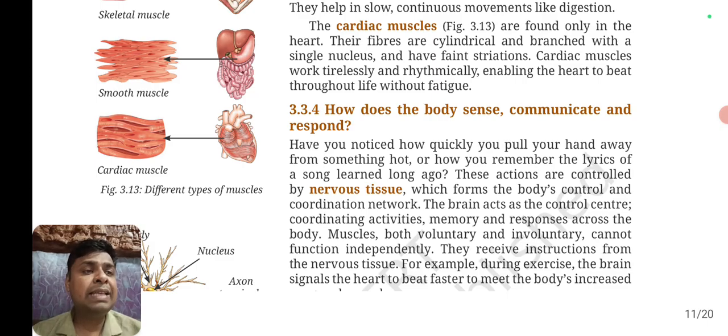So how does the body sense, communicate and respond? Have you understood the three types of muscles? Smooth muscles, then striated muscles and cardiac muscles. Remember this. So they have asked us, how does the body sense? We have sensors, we have heat sensors. We can sense sound, we can see things. All these senses are there in our body. So how do we communicate? We communicate with sounds, the language that we are using. How do we respond? If something is very hot and we touch it, immediately there is a response. We take our hand away from it. Have you noticed how quickly you pull your hand away from something which is hot?